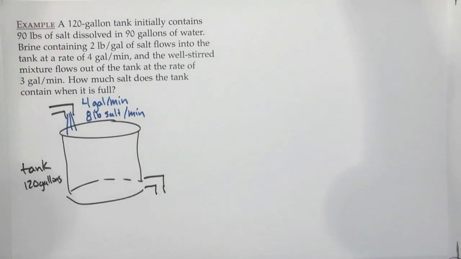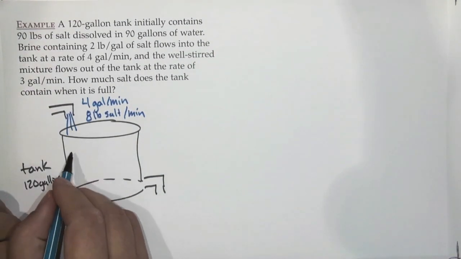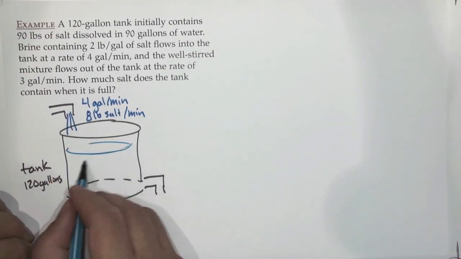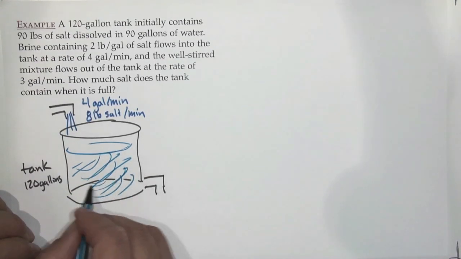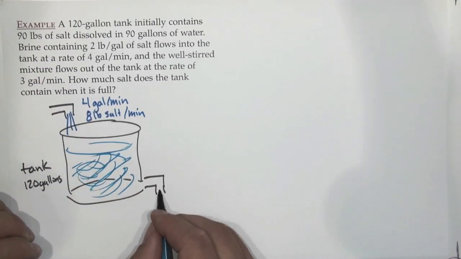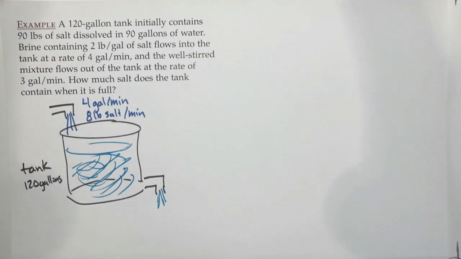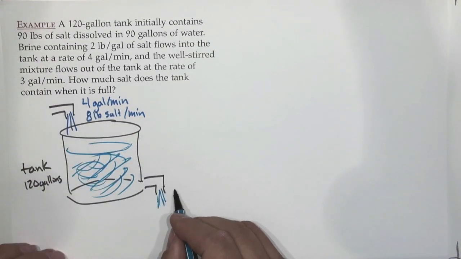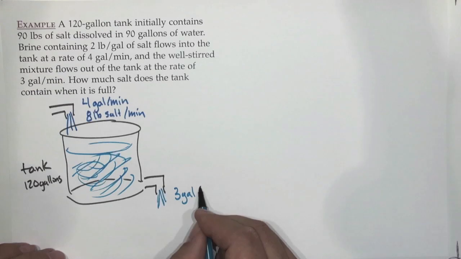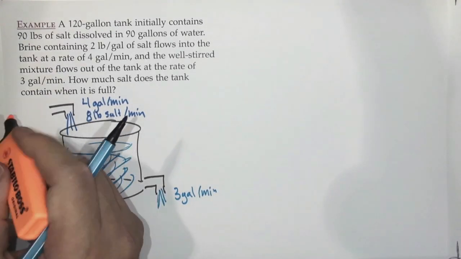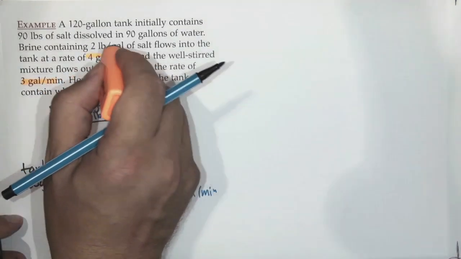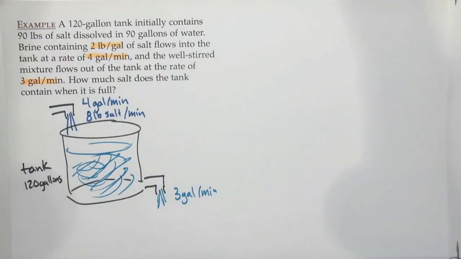Now, inside this tank, there's mixture, and it's swirling around and mixing up really well, and then it comes out. The rate at which it comes out is 3 gallons per minute. So if you're wondering where all these numbers are coming from, they're coming from here. All right. So that's our basic diagram.